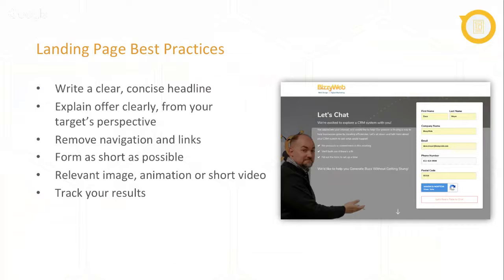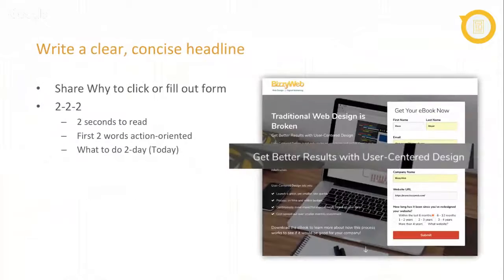And then you're going to share what they're going to get out of it. You're going to remove navigation and links to get rid of any cruft that's going to get in the way or confuse the navigation. And then you're going to make that form as short as possible. We're going to talk about that in a minute, but especially with HubSpot, you can have a lot of content pre-populate. As a matter of fact, the things that you see in yellow in the Let's Chat form on the right here were pre-populated inside of HubSpot because I have visited HubSpot before, or I've visited BusyWeb's website before. You keep that form as short as possible. You make sure that you have relevant images or animations or even short videos. And then you're absolutely and always going to track your results. Let me go a little bit deeper on a few of these.